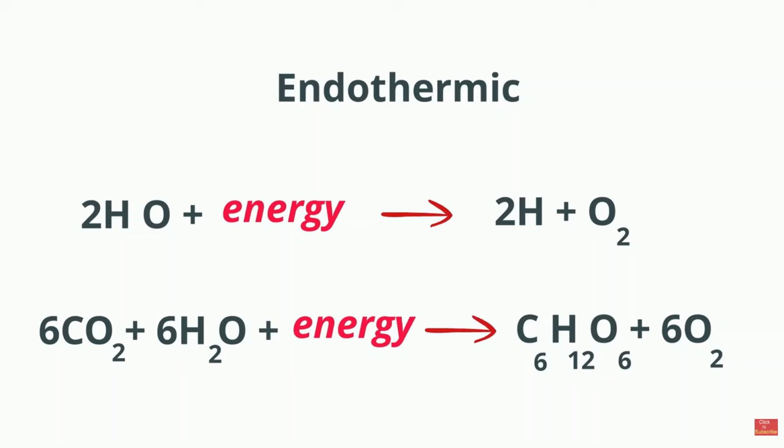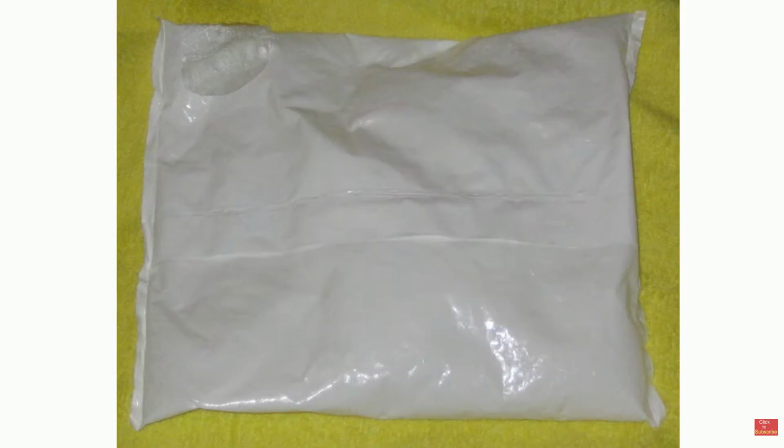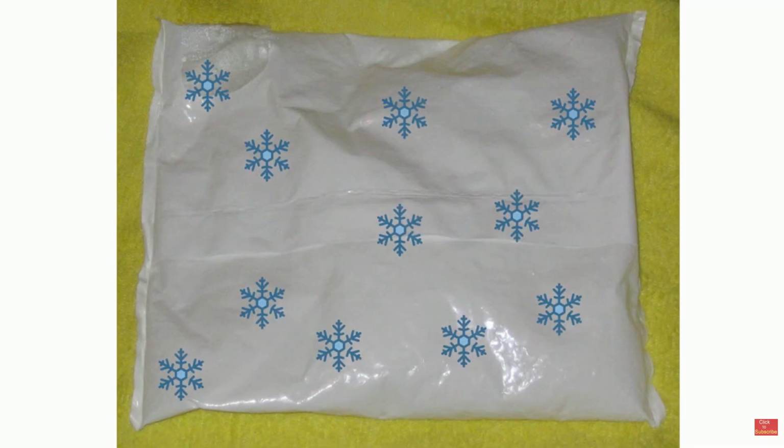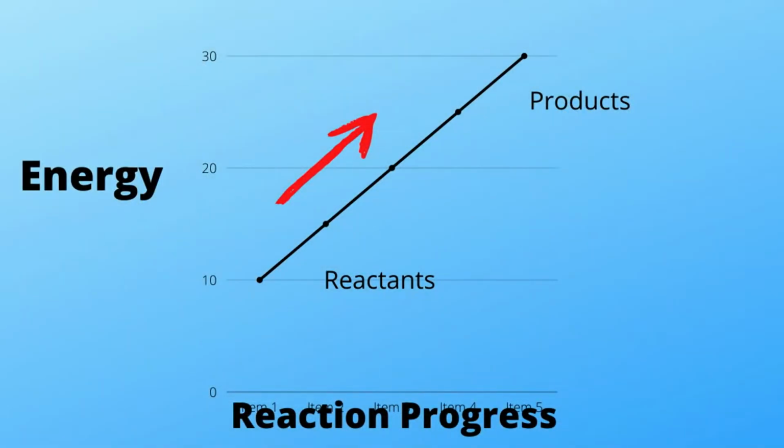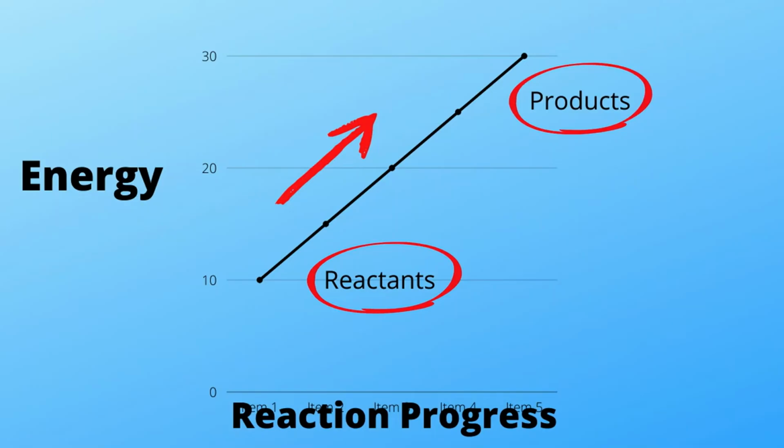An example of an endothermic reaction is an ice pack. When you mix the pack, the chemicals mix and heat is absorbed and the pack gets cold to the touch. An endothermic reaction can be thought of as an uphill reaction because the reactants have less energy than the product. Reactants need heat or energy from the surroundings for the reaction to occur.